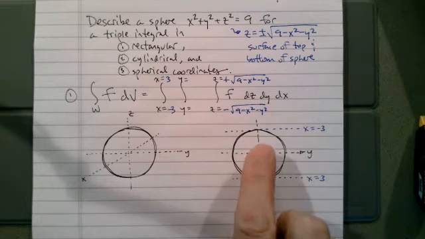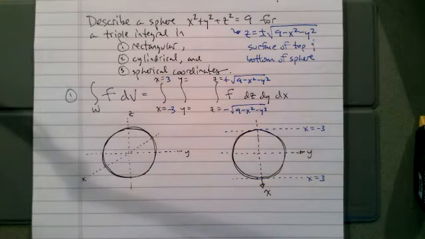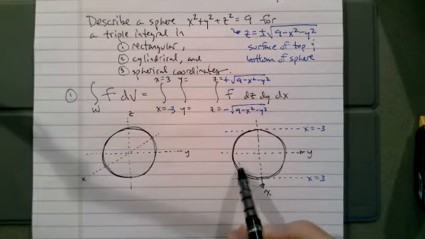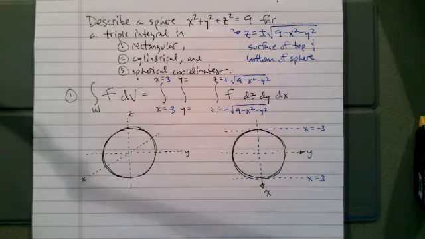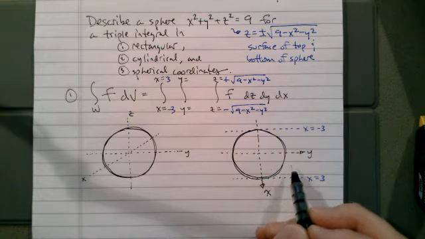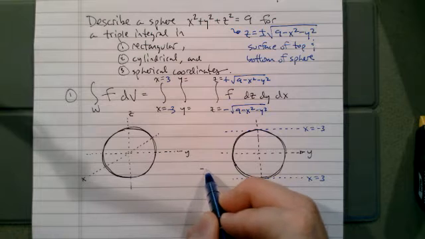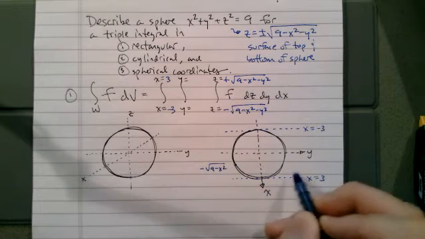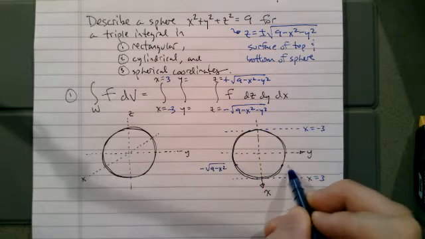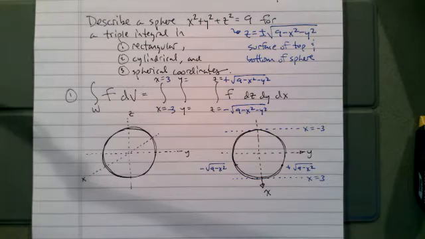And then there will be smaller circles above and below. So I need to pick a generic x value and say, what's it going to be between? So this circle in the xy plane is x squared plus y squared equals 9. So we're going to go from negative square root of 9 minus x squared to positive square root of 9 minus x squared. That'll give us the left and the right halves.